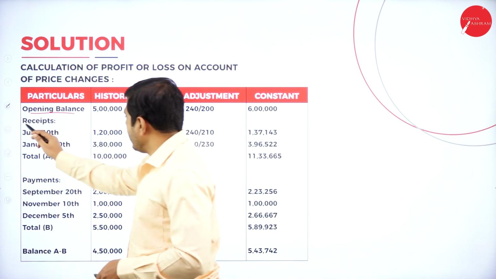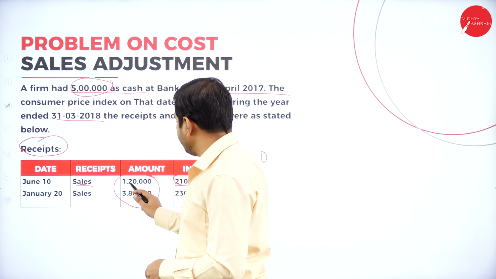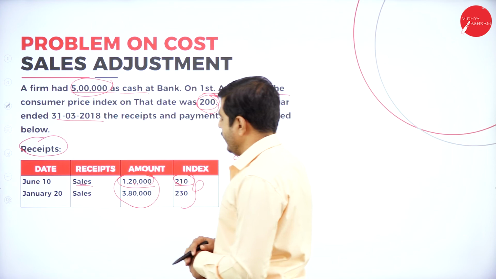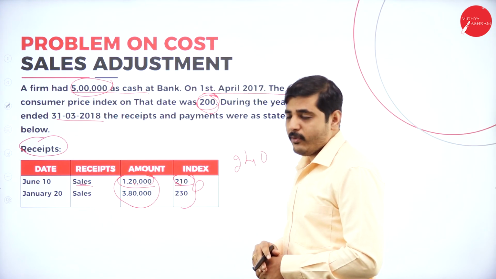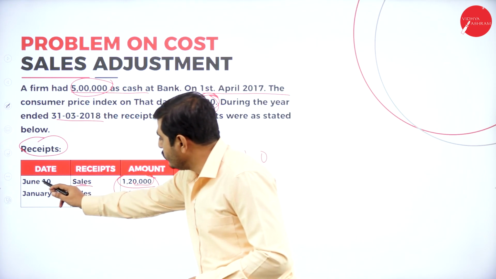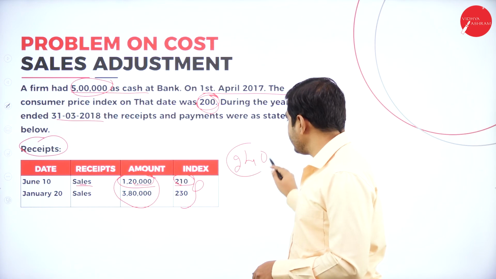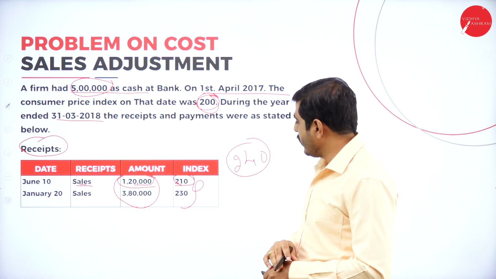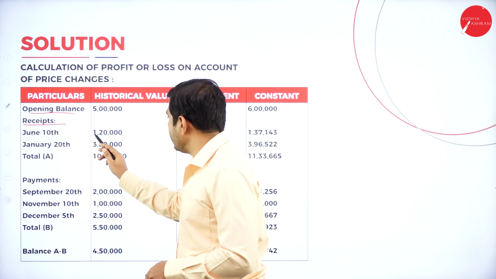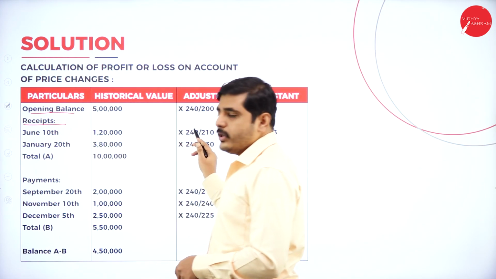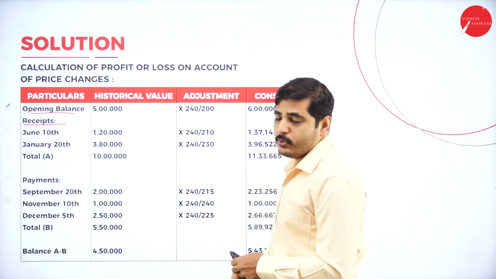Again, receipts. So come to the receipts here. What is the receipt? Sales receipt 1,20,000. The selling index on that day, June 10, was 210. Now the index has increased to 240. Now we have to change this. So on June 10, 1,20,000 into current year index 240 divided by base year index 210.